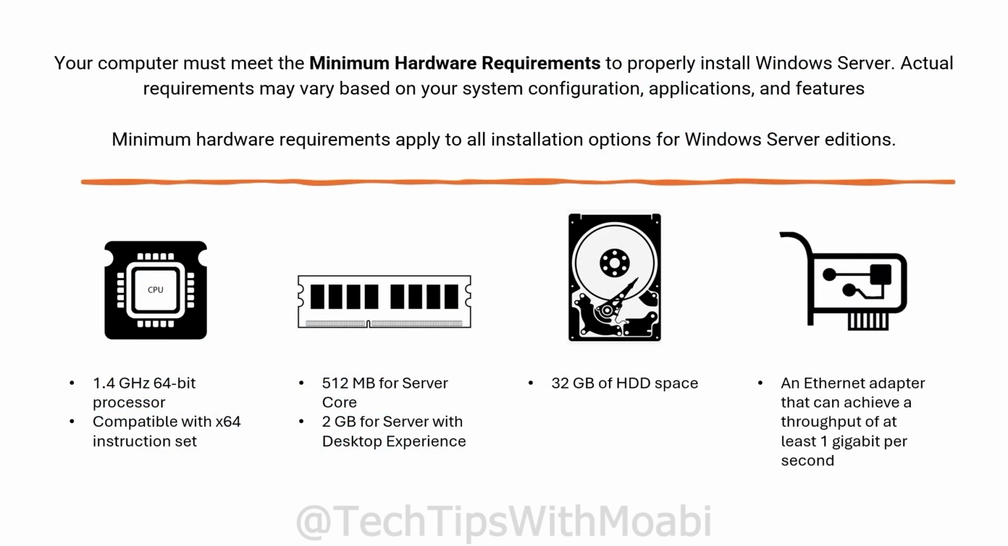Now, if you're installing your server on a laptop or a PC, these are the minimum requirements that your PC needs to meet. And please note, the minimum hardware requirements apply to all installation options for Windows Server editions, which is your server core and your desktop experience for both Windows Server 2019 Standard and Windows Server 2019 Data Center. A 1.4 GHz 64-bit processor is required and it must be compatible with x64 instruction set.